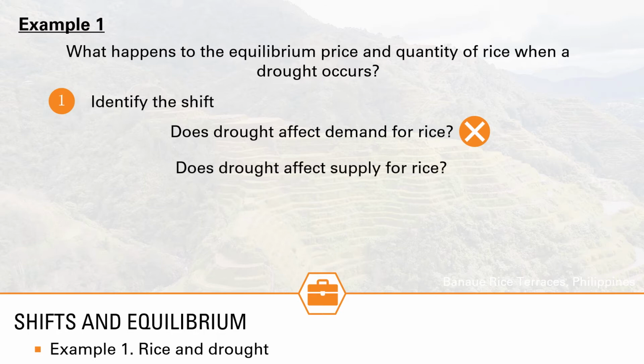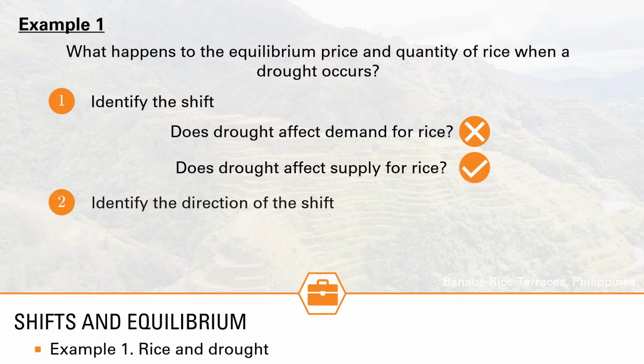How about supply? Does drought affect supply for rice? Well, if you remember our lectures from before, from the supply module, drought is one of those natural and social factors, right? And drought is actually one of the biggest ones when it comes to agricultural produce. So does drought affect supply for rice? Yes, it does. And so now the next question that we ask ourselves is, how does it affect the supply for rice? What's the direction of the shift?